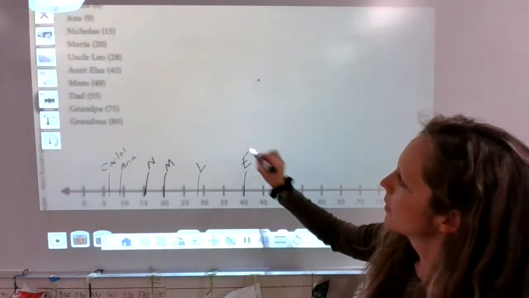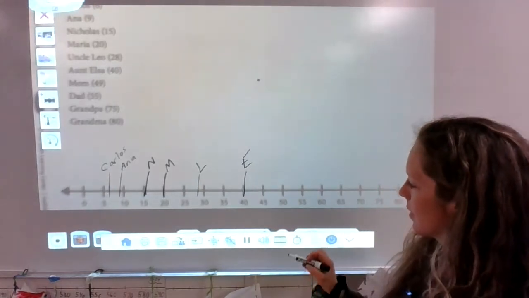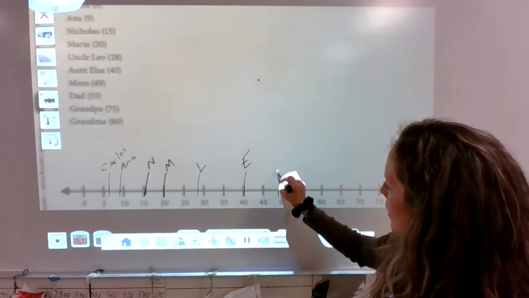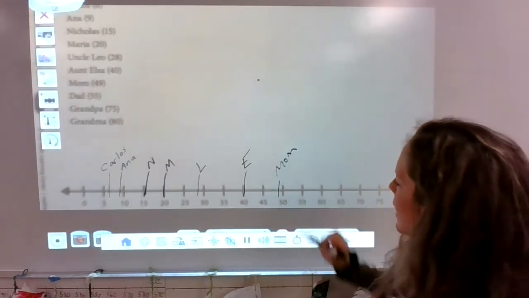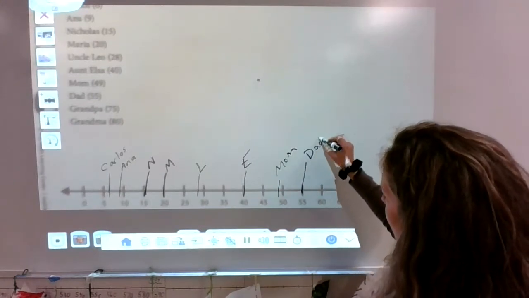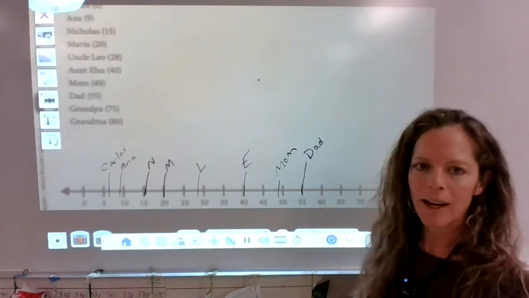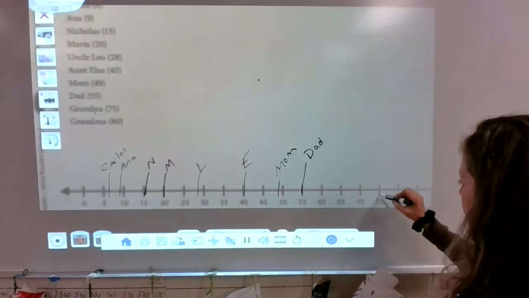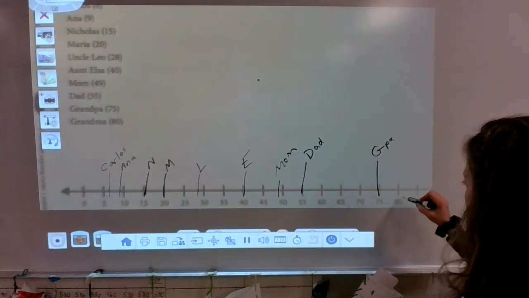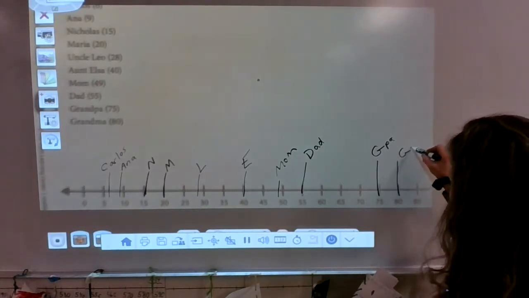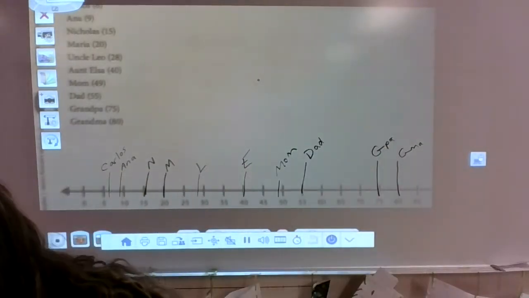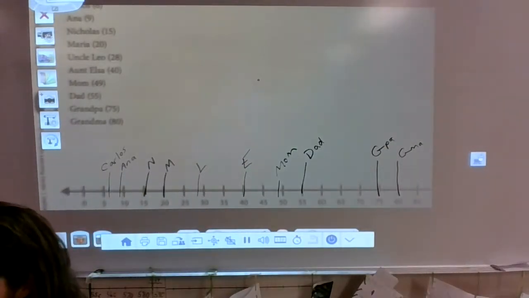And Elsa is 40. Elsa. Mom is 49. That's 1 less than 50. Mom. Dad is 55. Right at the number there. Grandpa is 75. Grandma is 80. There is the Jimenez family.